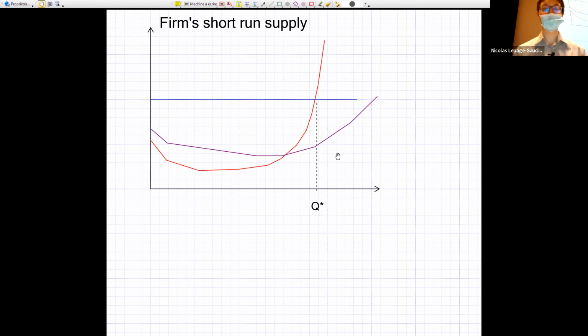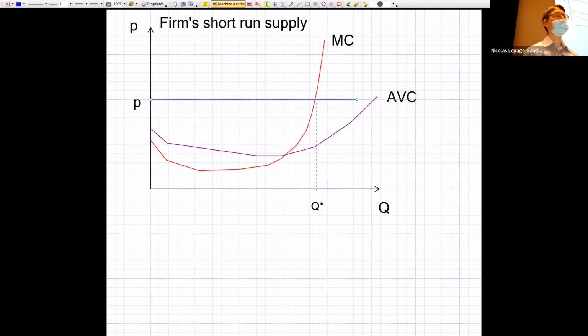Let me remind you what's going on. This is the firm's average variable cost. This is the firm's marginal cost. This is the market price. This is the quantity. And as we have discussed before, the price is something that the firm sees in the market. The firm is called a price taker. The firm does not choose anything about it.